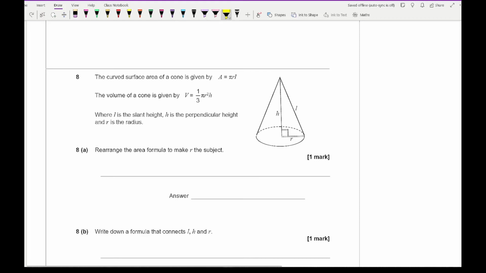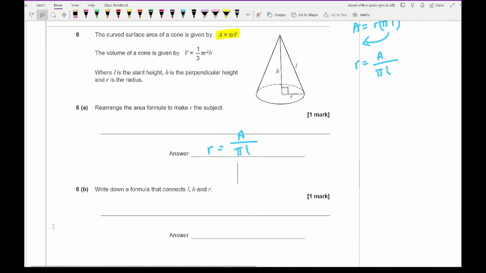So what we're looking at is this formula here. If I start with A, we've got A equals pi r L. Now I want to make r the subject, so let's just get that to the front. We're just doing some basic rearranging, and then I want to take that over to the other side by dividing. So r equals A over pi L. So that's exactly what I'm going to write: r equals A over pi L.